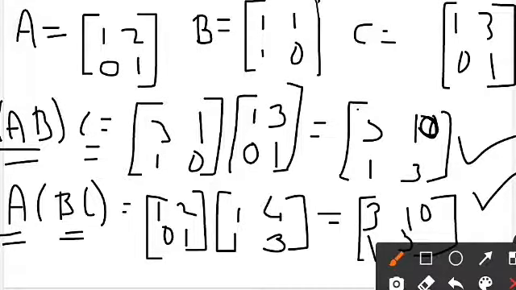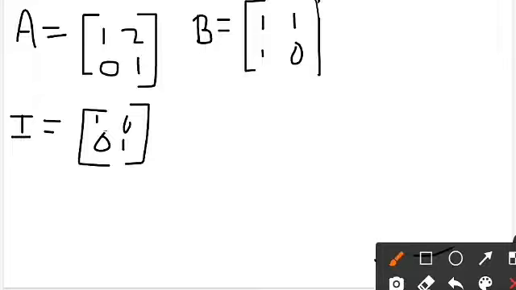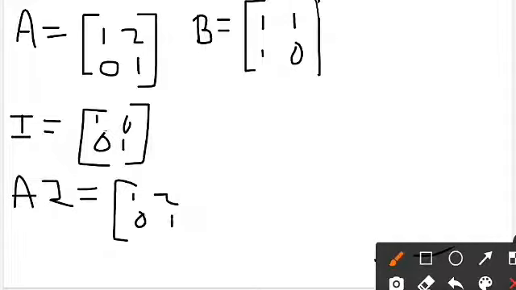Next we need to check the existence of the identity element. In the case of 2 by 2 matrices, the matrix I, which is of the form [1, 0; 0, 1], is the identity matrix. So here I is the identity element. If we multiply any matrix with this matrix, we will get the same matrix. Let's say AI, that is matrix A into matrix I. This will again give us [1, 2; 0, 1], which is nothing but the matrix A. So this shows that I is the identity element.